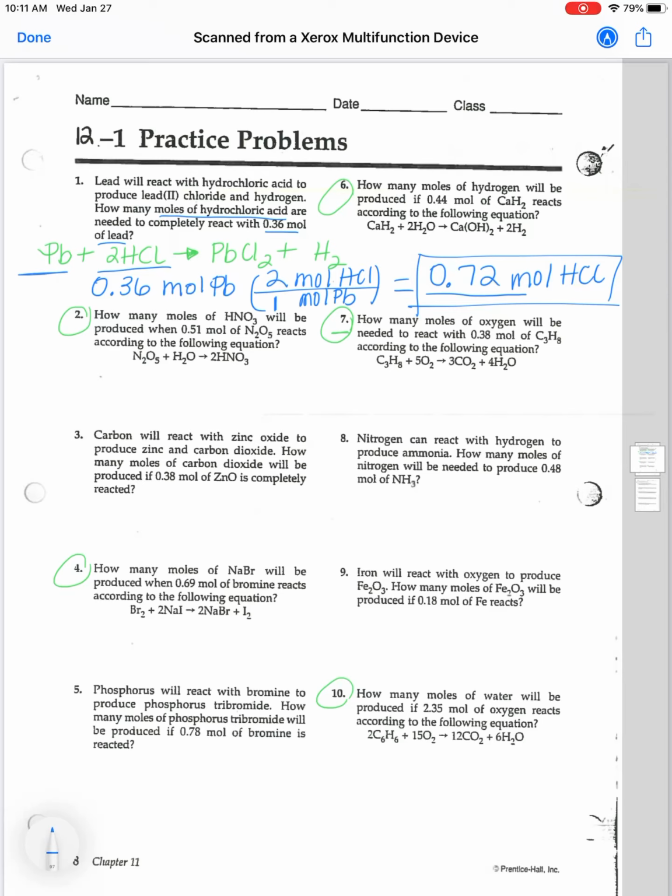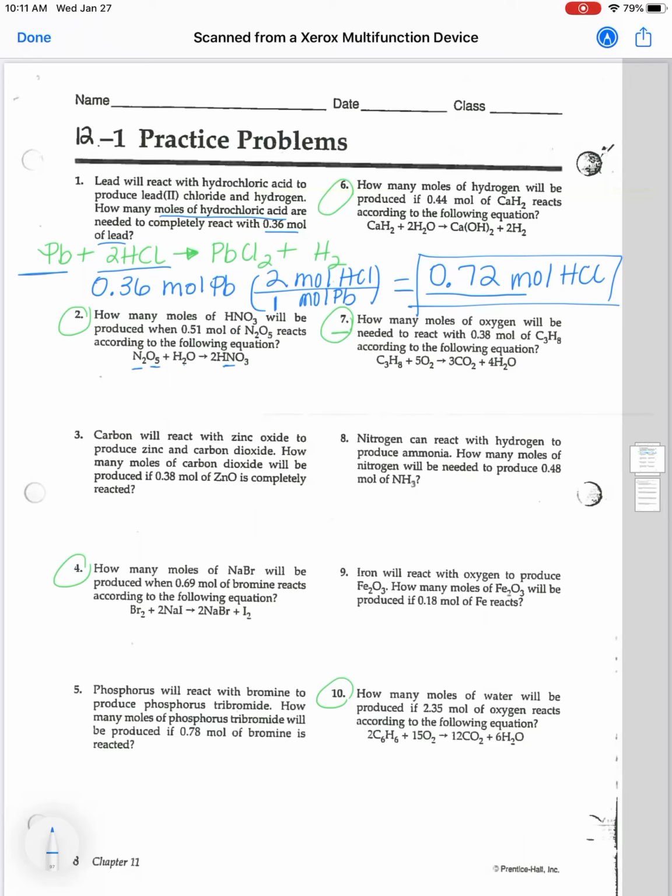How many moles of HNO3 will be produced when 0.51 moles of N2O5 reacts according to the following equation? We should first begin and make sure that everything is balanced. It looks like it is, but let's just double check. So we've got 2 nitrogens on the left, got a coefficient of 2 here, so 2 times 1 gives me 2 nitrogens. Nitrogens are good.